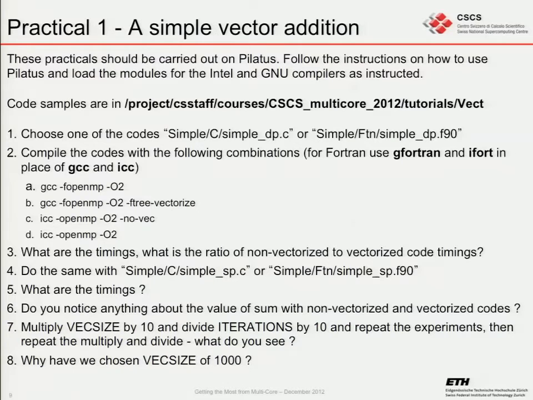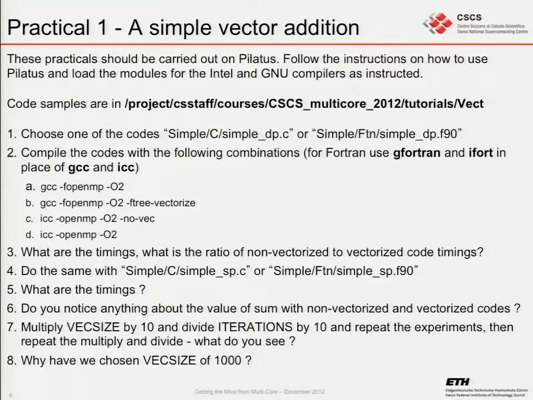So we'll get straight into looking at vector compilers. As I said, simple ones we've got, Intel and GNU. Simple vector addition. And we'd like you to carry these compiler examples out on Pilatus. Ben will tell you later about AVX and issuing commands to get the correct instructions and so on. Here we're just doing simply what will it do with vectorization out of the box and without vectorization.